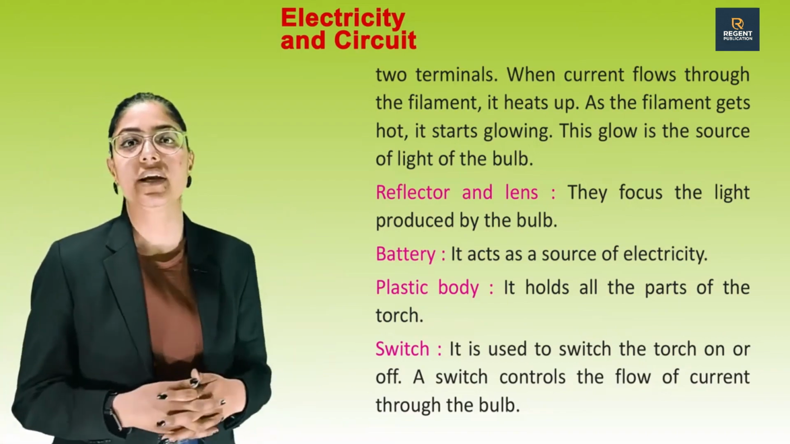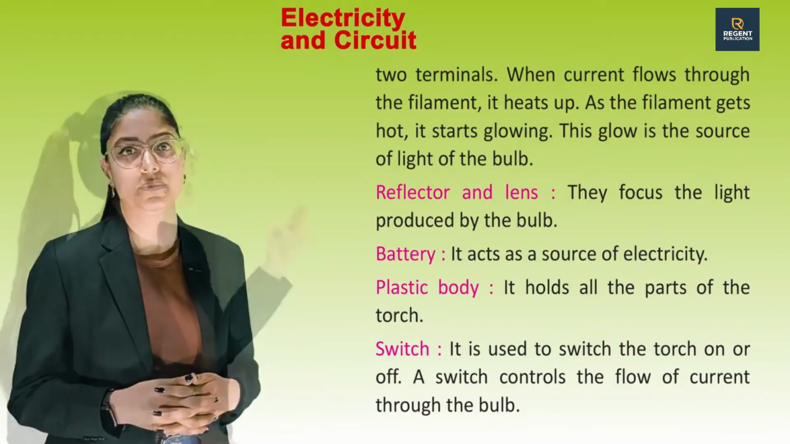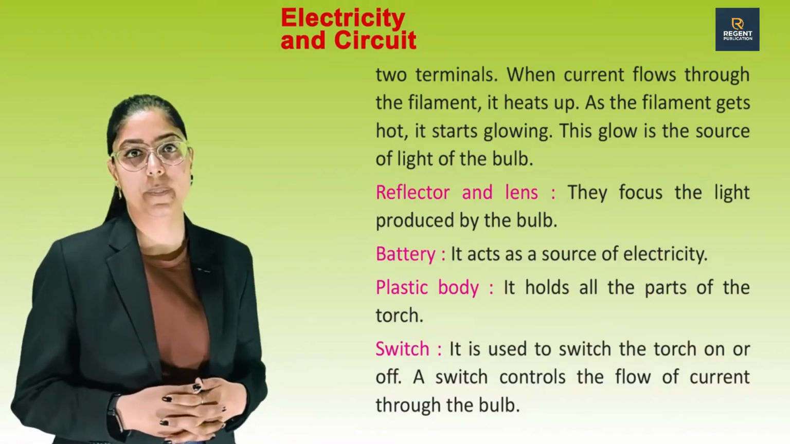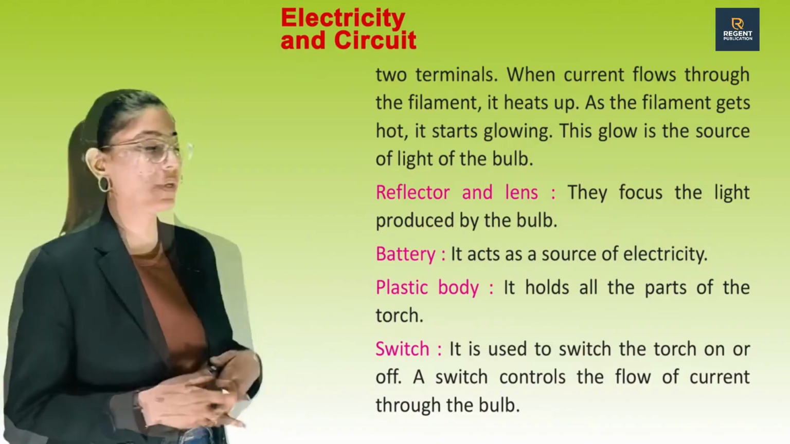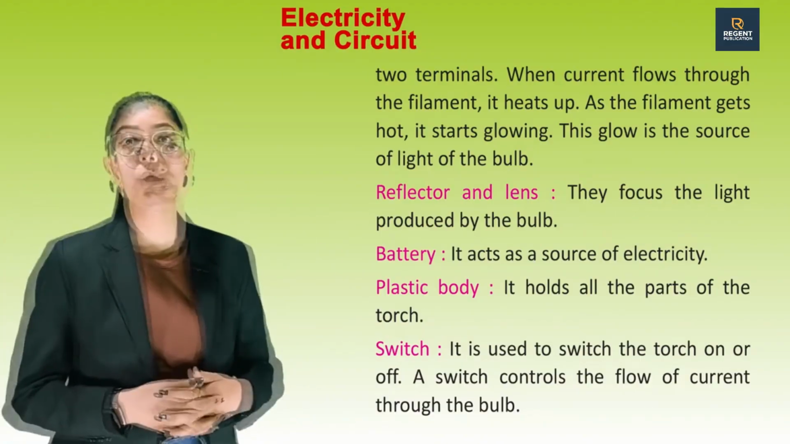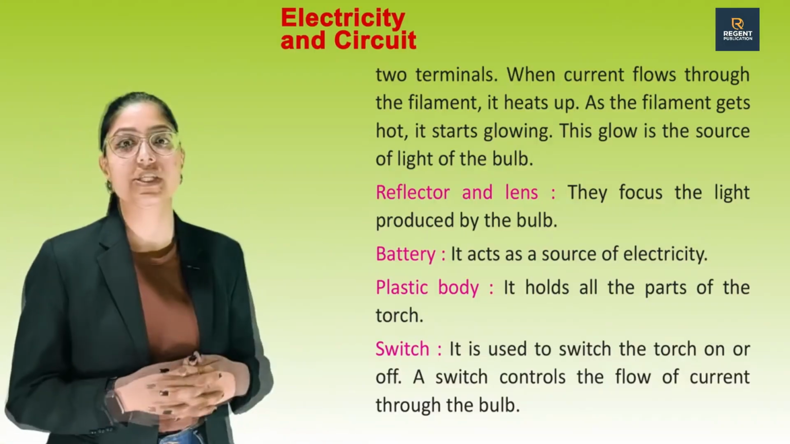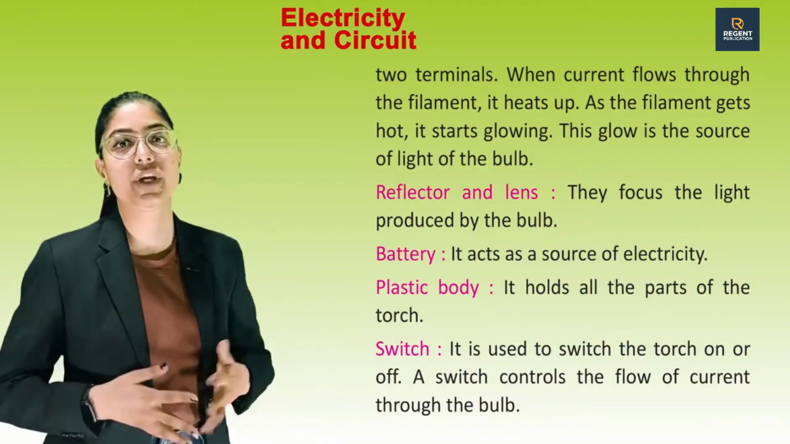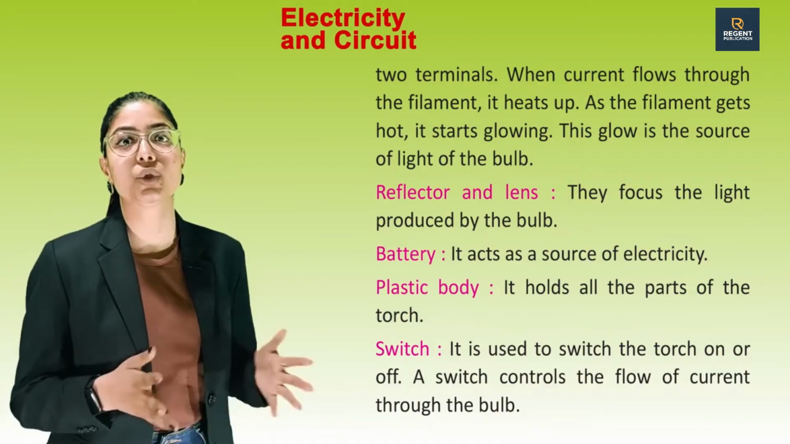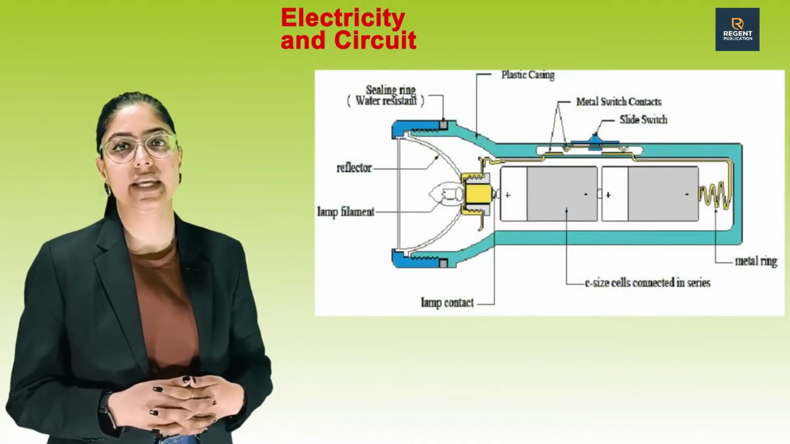Reflector and lens. They focus the light produced by the bulb. Next is battery. It acts as a source of electricity. Next one is plastic body. It holds all the parts of the torch. Next is switch. It is used to switch the torch on or off. A switch controls the flow of current through the bulb. Let's see the diagram of the torch for our better understanding.